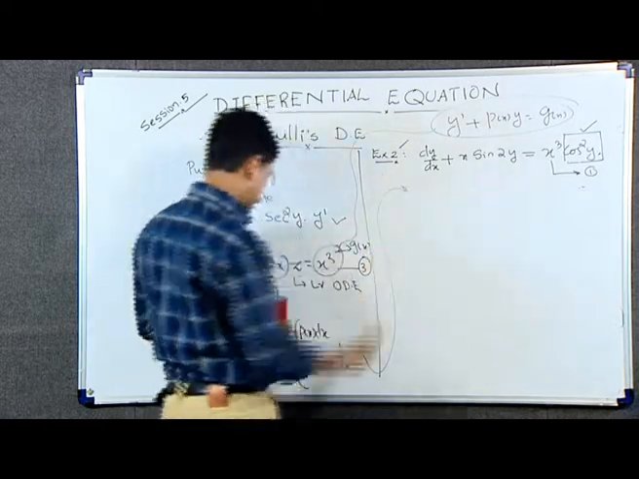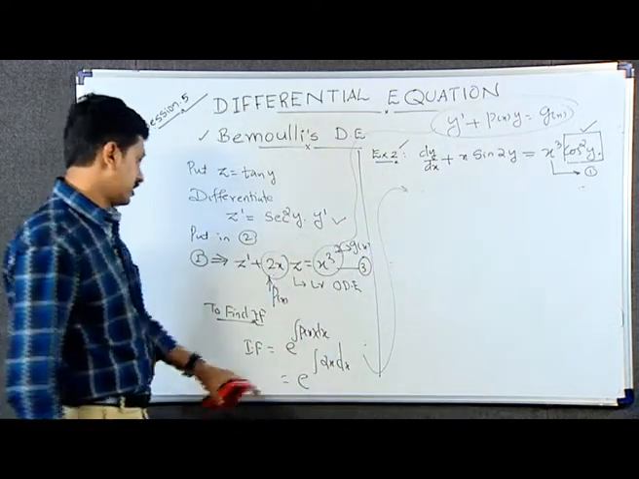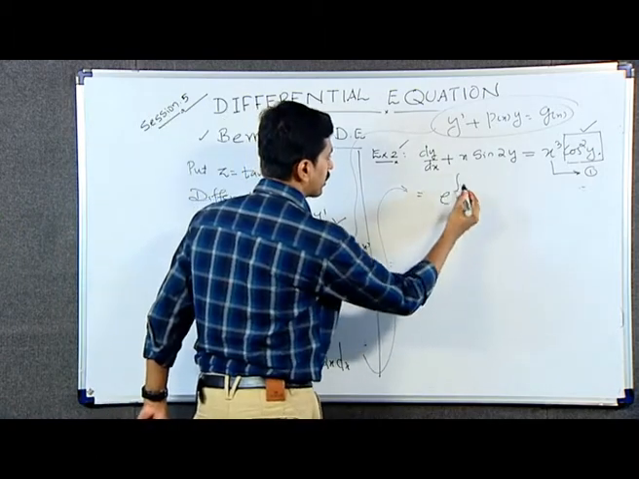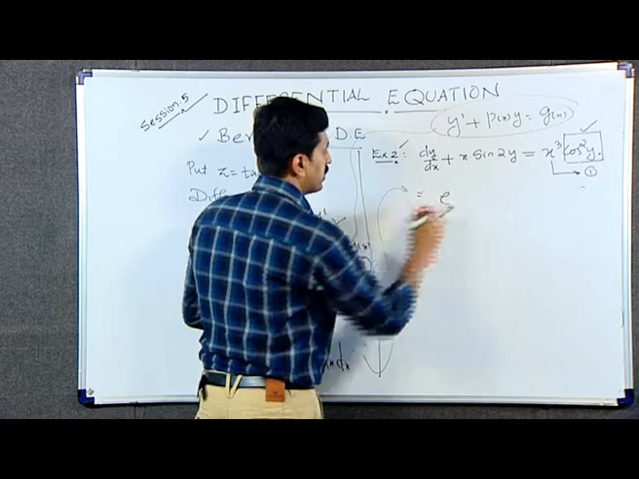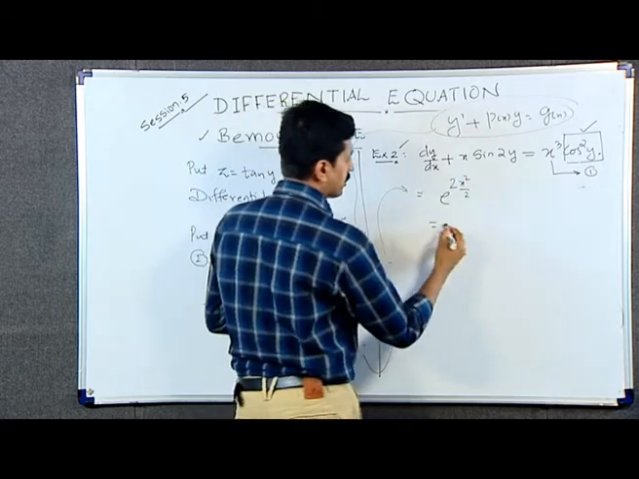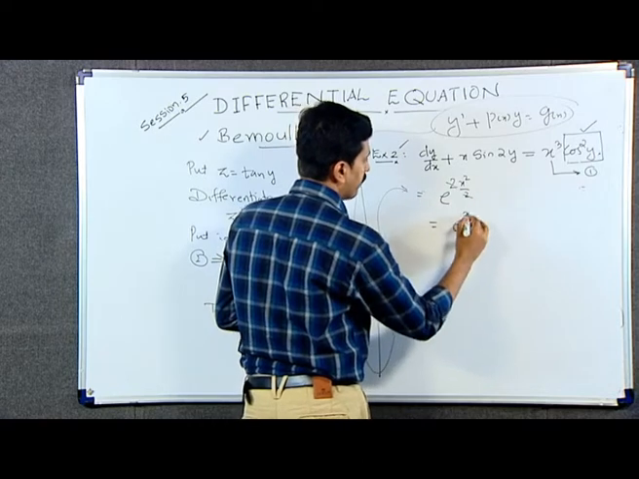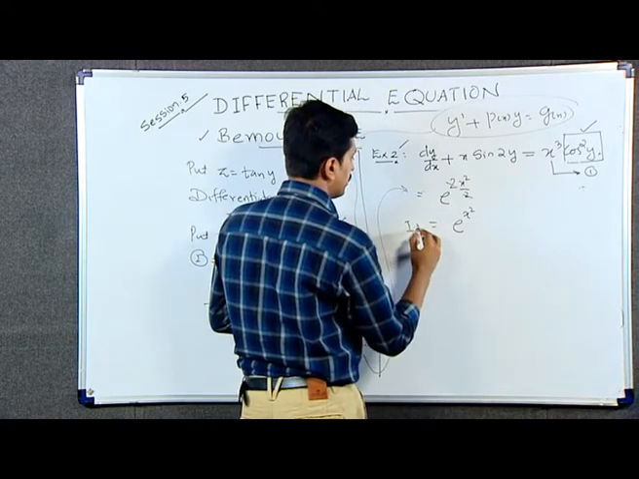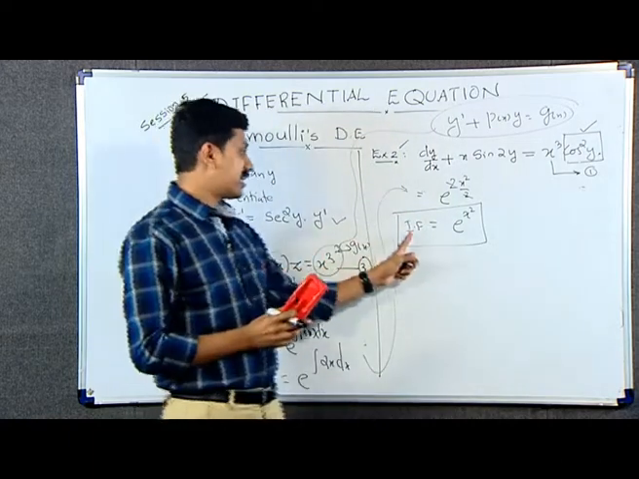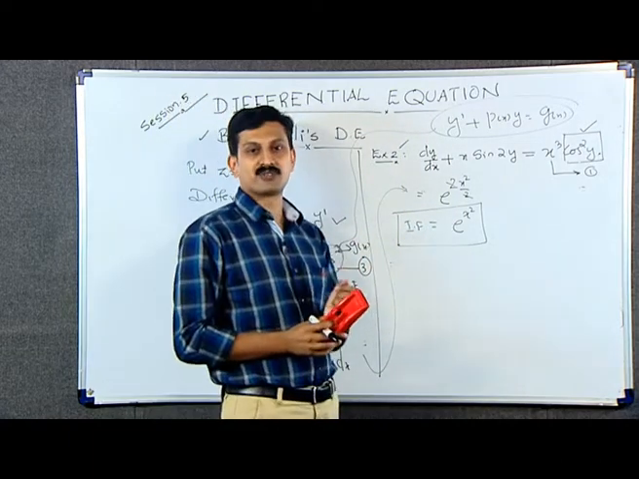So, we will have e raised to integral 2x dx. Therefore, this is equal to e raised to integral 2x, that is 2x square by 2. We can cancel 2 and 2 and we will have e raised to x square. This is the integrating factor. The integrating factor is equal to e raised to x square.